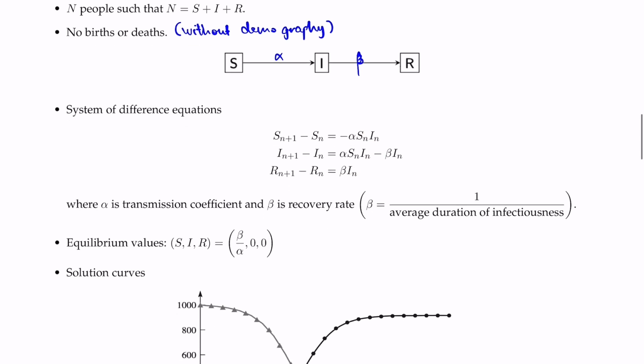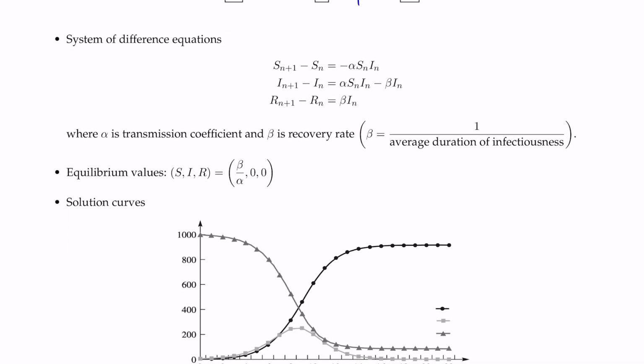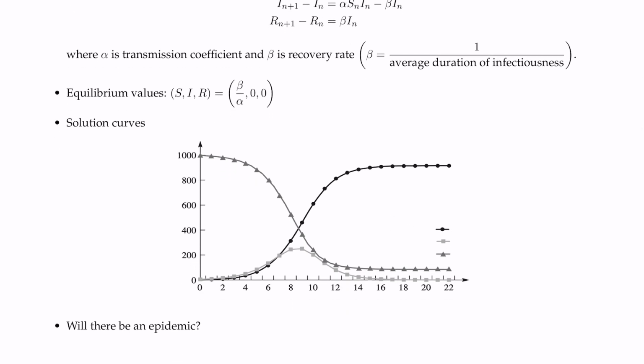Here again, alpha is the transmission coefficient or transmission rate, and beta is the recovery rate, where beta is equal to 1 over the average duration of infectiousness. We found the equilibrium values, just one equilibrium point for this particular model, that is S equal to beta over alpha, I equal to 0, and R equal to 0. Using Excel, we can produce these solution curves with the initial value of S equal to 995, the initial value of I equal to 5, and the initial value of R equal to 0, with alpha equal to 0.001407, and beta equal to 0.6.